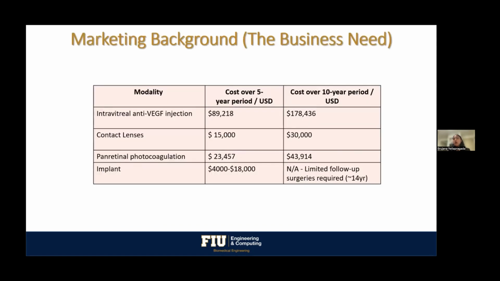Next, you have the business need. So this table summarizes all the current modalities and the cost over a 5-year and 10-year period. As you can see at the bottom, the implant has a drastically lower price compared to the current modalities, at least $4,000 US. In addition, there are follow-up surgery costs, but this would be approximately over 14 years after insertion of the implant.